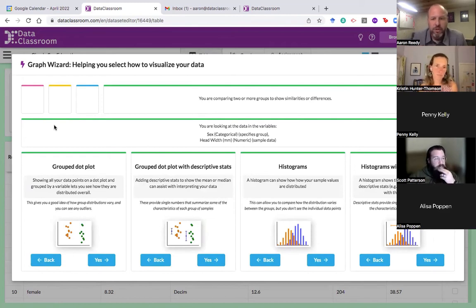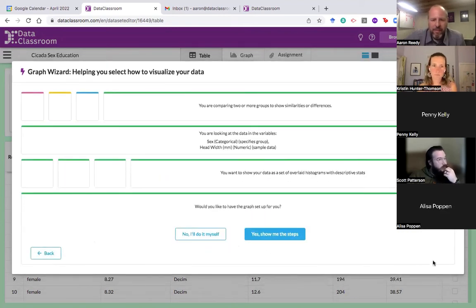And it's really 2 core variants here, and then 2 variations on each. One is this dot plot, and one is a histogram. And you can choose to show those with or without descriptive stats. So let's take the histogram with descriptive stats. I click yes and move down that path.